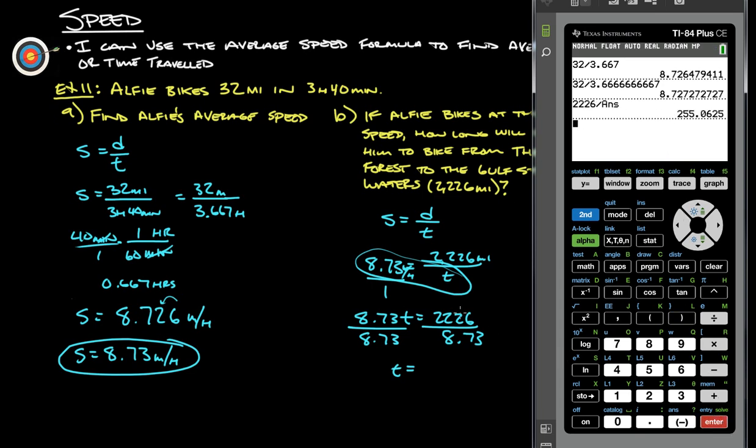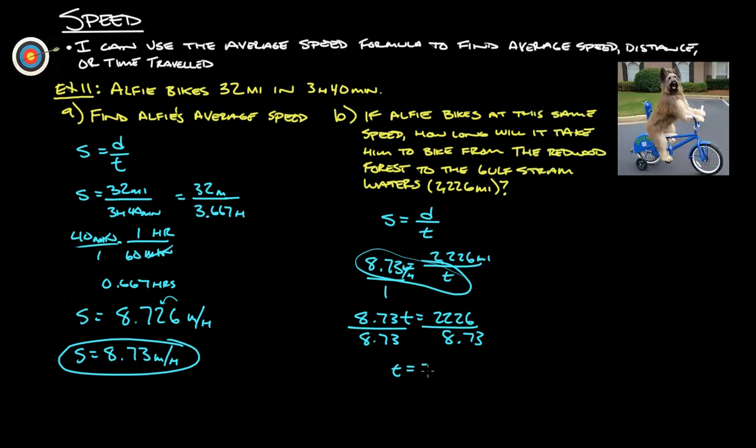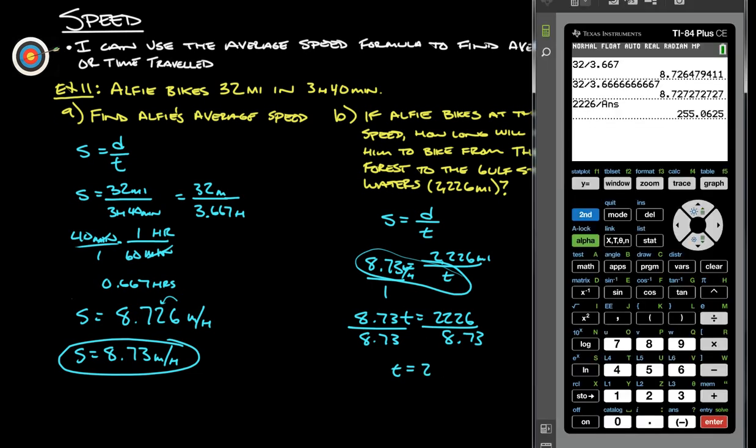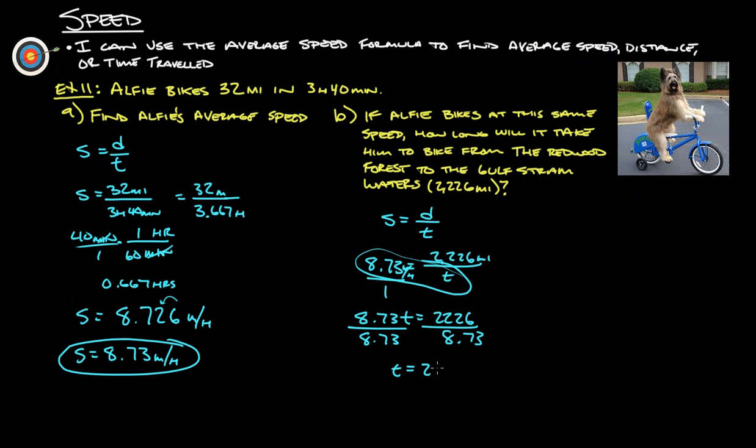So we get 255.065. So we can say that the time is about 255 hours. That is how long it's going to take Alfie to bike from the Redwood Forest to the Gulf Stream waters at a rate of 8.73 miles per hour.